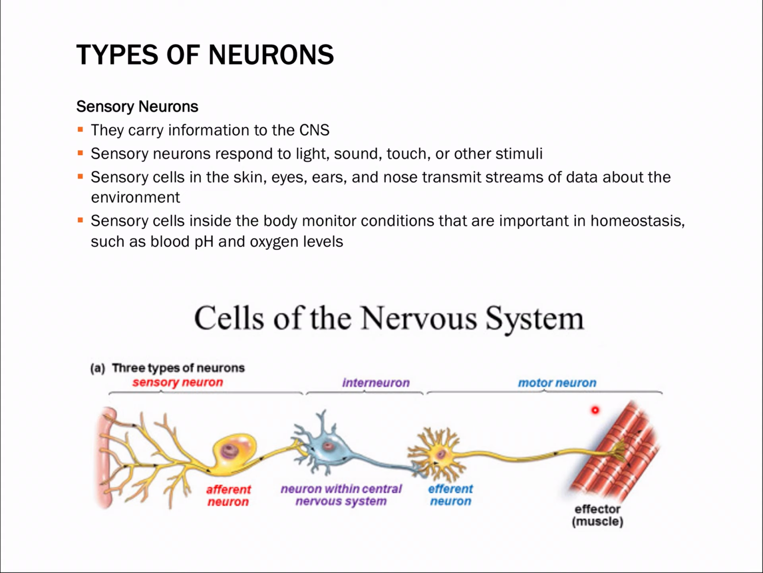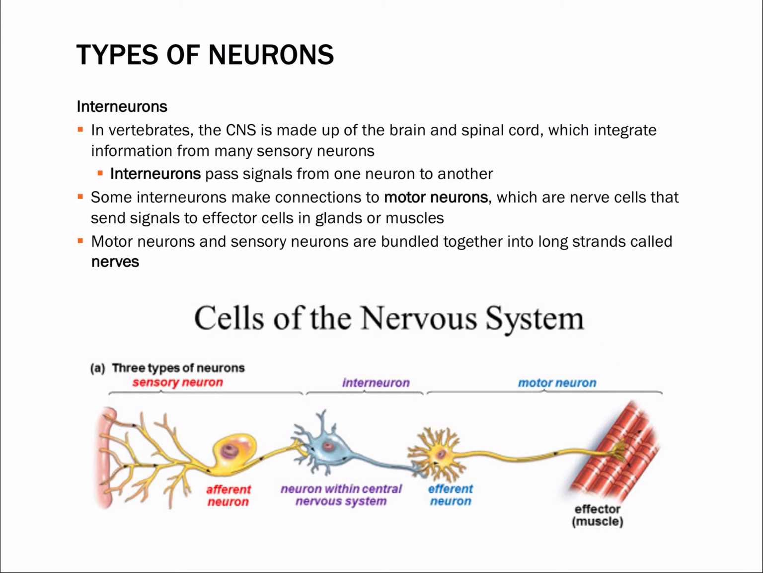So those are external sensory cells, and then there's also internal sensory cells that are going to monitor various conditions inside the body, like blood pH, oxygen levels, blood pressure, all that stuff, and ultimately send a response to increase or decrease them accordingly if needed by releasing hormones or other factors. Okay, so those are your sensory neurons, your afferent neurons, and then they're going to ultimately synapse or communicate with interneurons. Okay, so in vertebrates, the central nervous system is made up of the brain and the spinal cord, which is going to integrate the information from the sensory neurons. So they are going to pass from one neuron to another. Some interneurons are going to connect to motor neurons, which are going to send the information to the muscle cells. Okay, in most places. It could be glands as well.